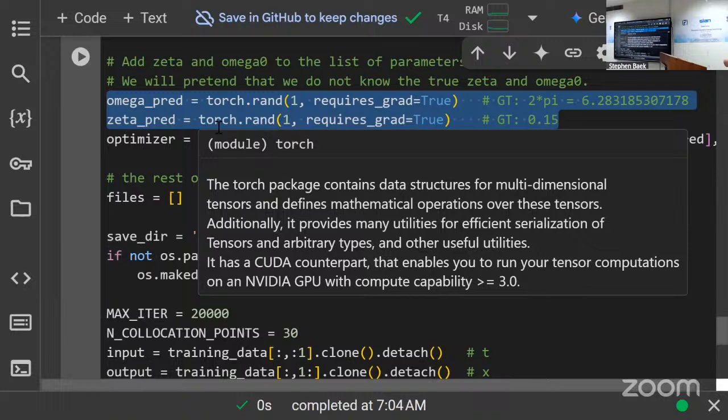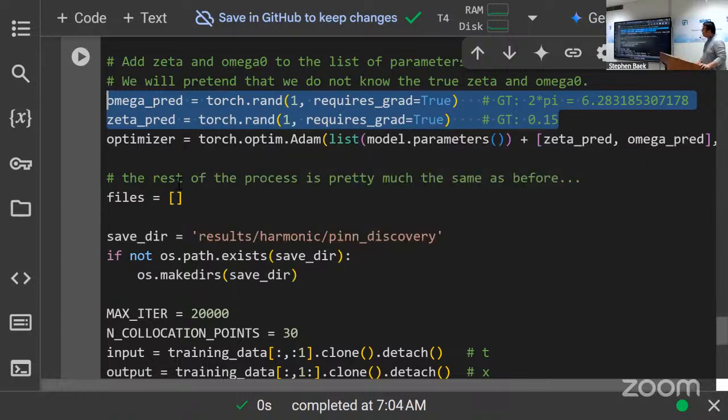Because our goal, our plan here is to optimize the predicted omega and the predicted zeta, okay, as we optimize the neural network. So not only the neural network parameters, but also the omega and zeta will be the parameters for the training, for the search. So that's why we're going to require the gradients.